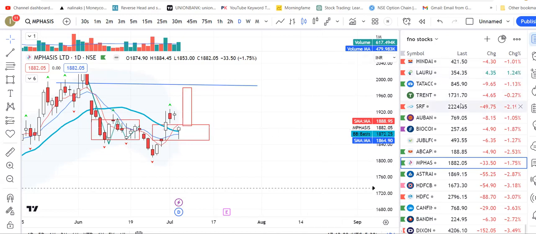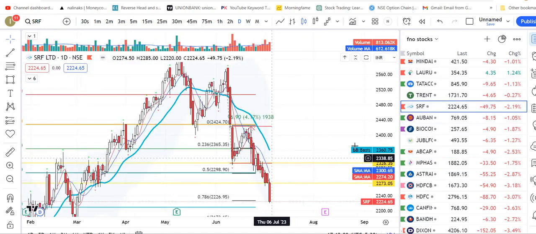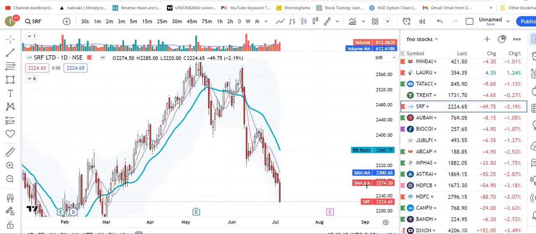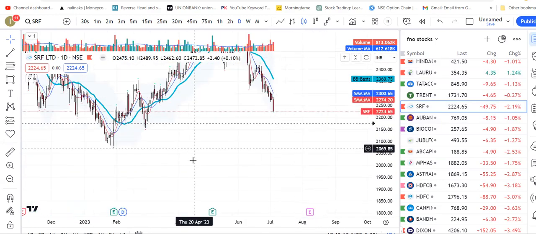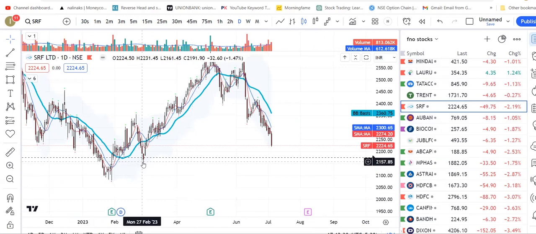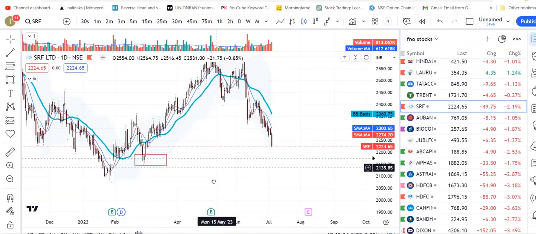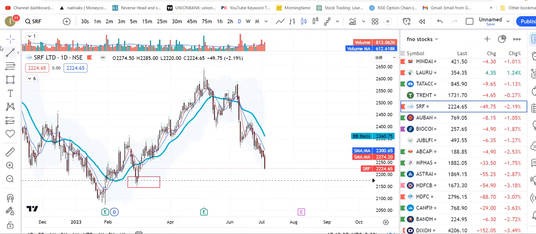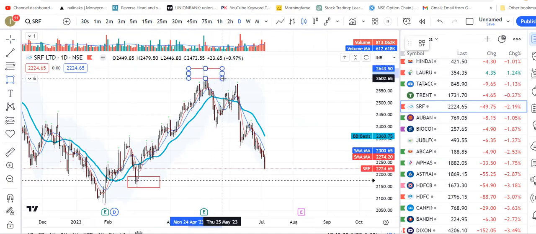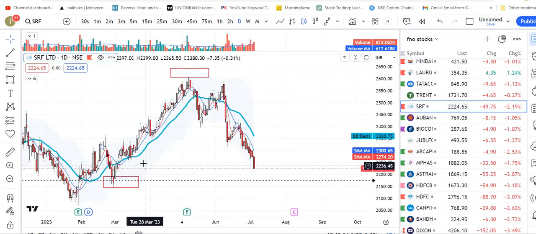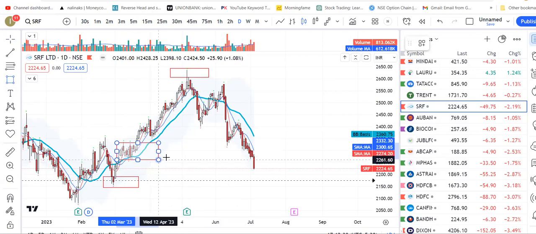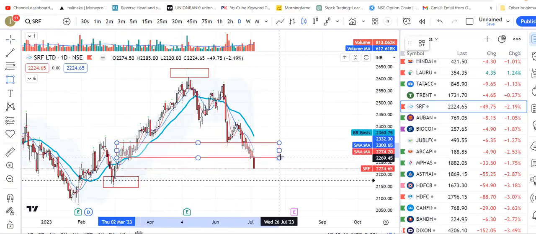Let us check SRF. See what is happening in SRF. Let me remove the drawings because I'm tracking. I track all these stocks. So key support is here on SRF because this was the major swing high. Support and resistance, so I am explaining. See, now it has negated the bullish range and it has come down.